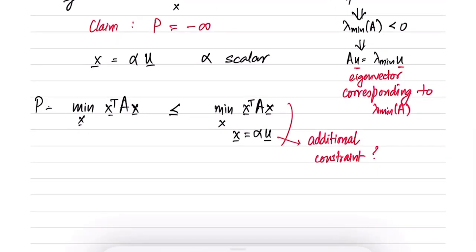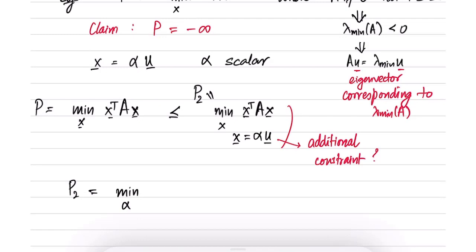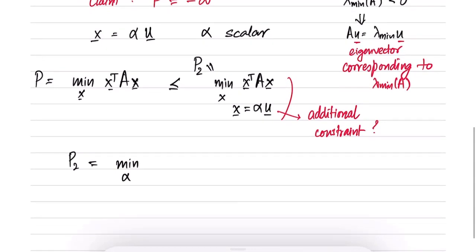So this was P. Let's call this as P2. So what can we say about P2? So let's say P2, and we have already seen that x is of this form. So this P2 will be equal to minimum over alpha. So now basically I can just substitute. I already know u. By the way, u is fixed because it is the eigenvector corresponding to some eigenvalue of A. So this is a minimization only over alpha because u is fixed. So I will get minimum over alpha of alpha square times u transpose Au.